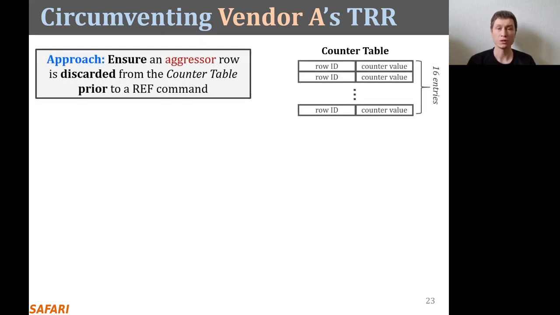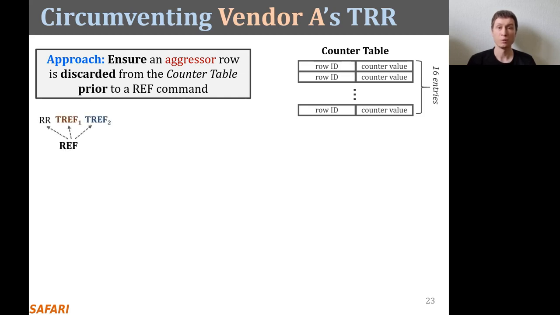Our approach in crafting a RowHammer access pattern is to aim for having the attacked aggressor row discarded from the counter table prior to a DRAM refresh command. With this, our goal is to let TRF1 and TRF2 pick any other row from the counter table, but not the aggressor row that we actually hammer, such that TRR cannot refresh this row. To this end, we craft the following access pattern.